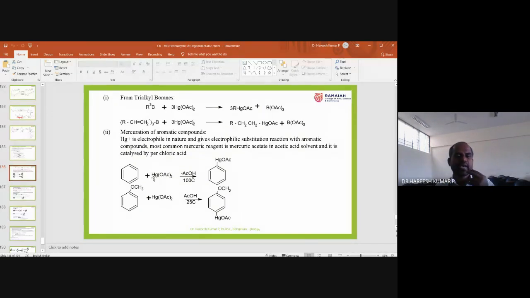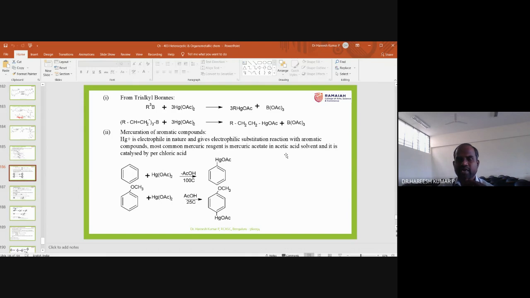So here in this reaction, we are adding mercury to the organic compound. That is the reason it's called mercuration. Hg plus is an electrophile in nature and gives electrophilic substitution reactions with aromatic compounds. The most common mercuric reagent is mercuric acetate in acetic acid. Acetic acid is a solvent.